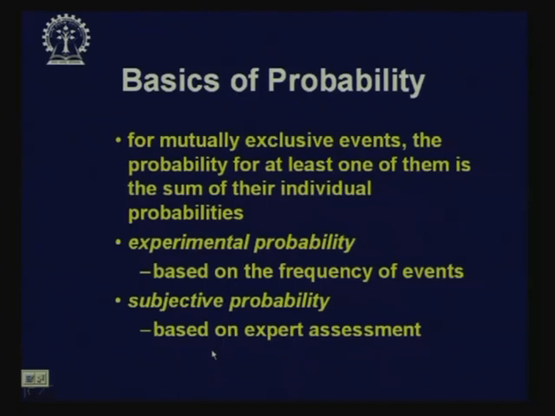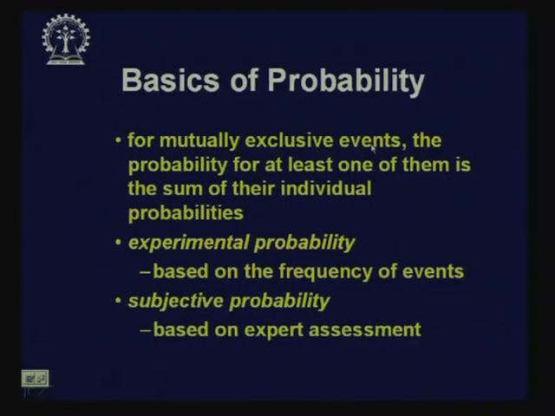Now, for mutually exclusive events, what is meant by mutually exclusive events? That two events cannot take place together. When I throw a coin, it cannot be head and tail, it will be either head or tail. The probability of at least one of them is the sum of their individual probabilities.